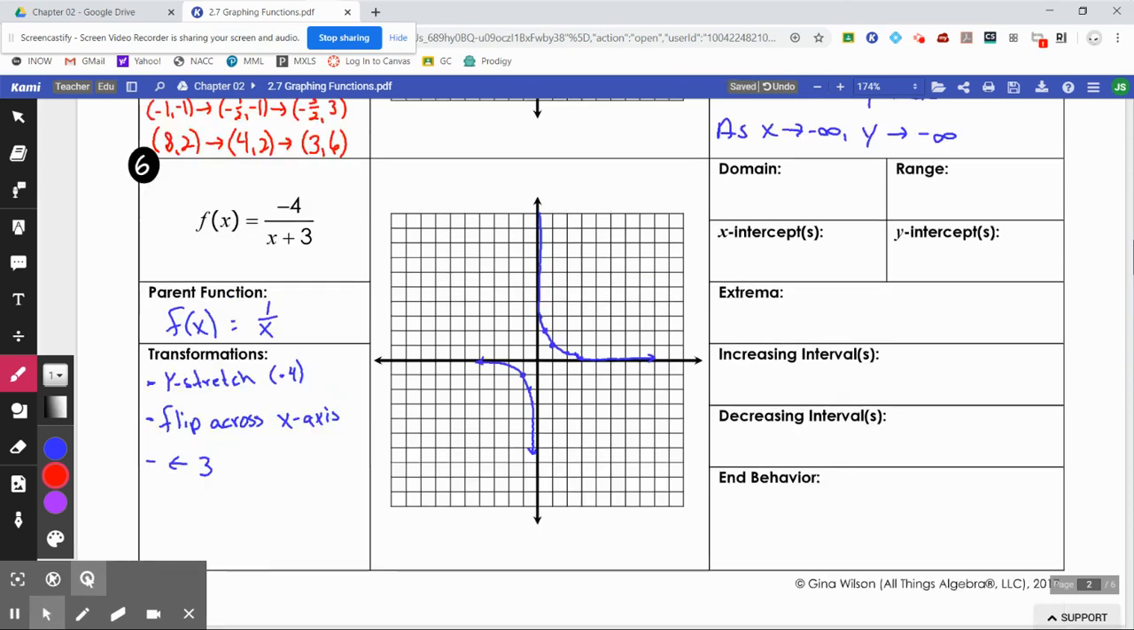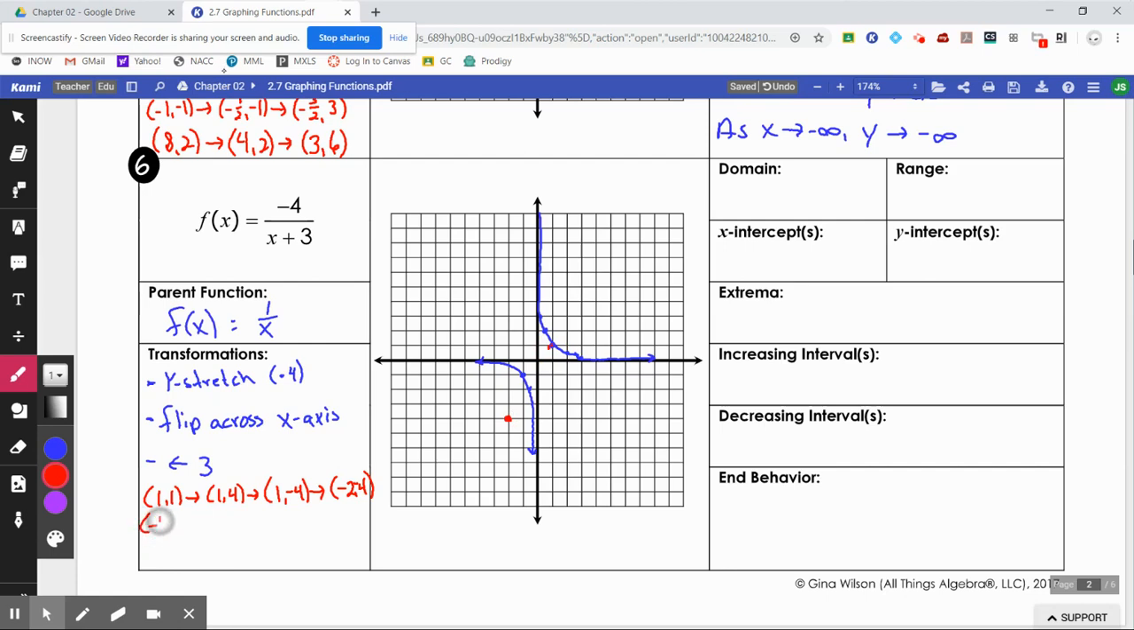Okay, let's pick a couple of points and see what happens. Let's get this point right here, which is located at 1, 1. We're going to multiply our y by 4, so that turns it into 1, 4. We will then flip it across the x-axis, so that'll turn it into 1, negative 4. And then when you move it left 3, that's going to be negative 2, negative 4. So left 2, down 4. So the point 1, 1 went from here to here.